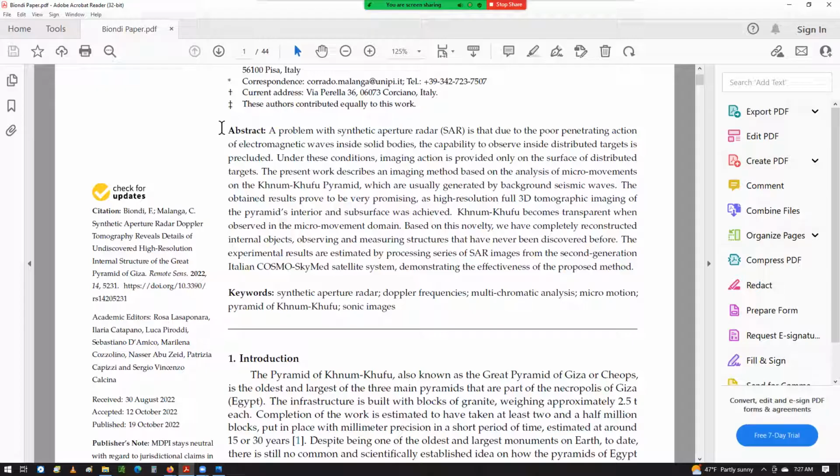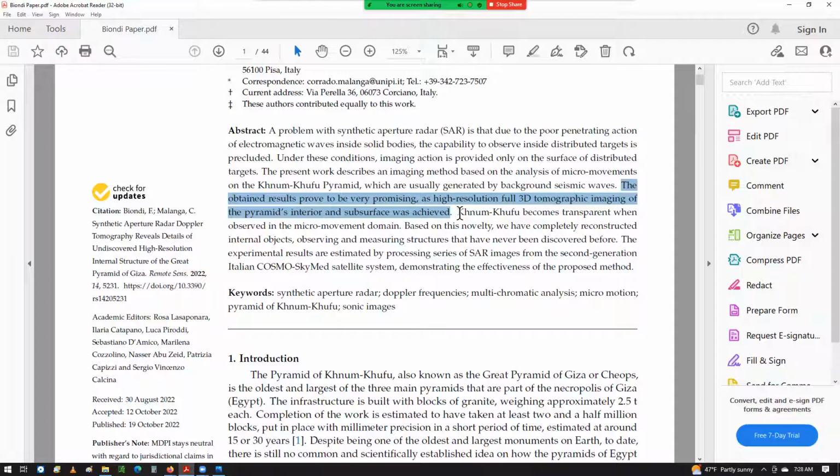So the abstract is always important because it gives you the bottom line, what they are saying in this paper. This is the summary of it. And what they're saying is that the obtained results prove very promising as a high-resolution full 3D tomographic imaging of the pyramid's interior and subsurface was achieved. That's a tall claim. Is the data justified for them to say it? The main question, again, is does the technology, in fact, measure this? Okay, so we're gonna get to that at the end.